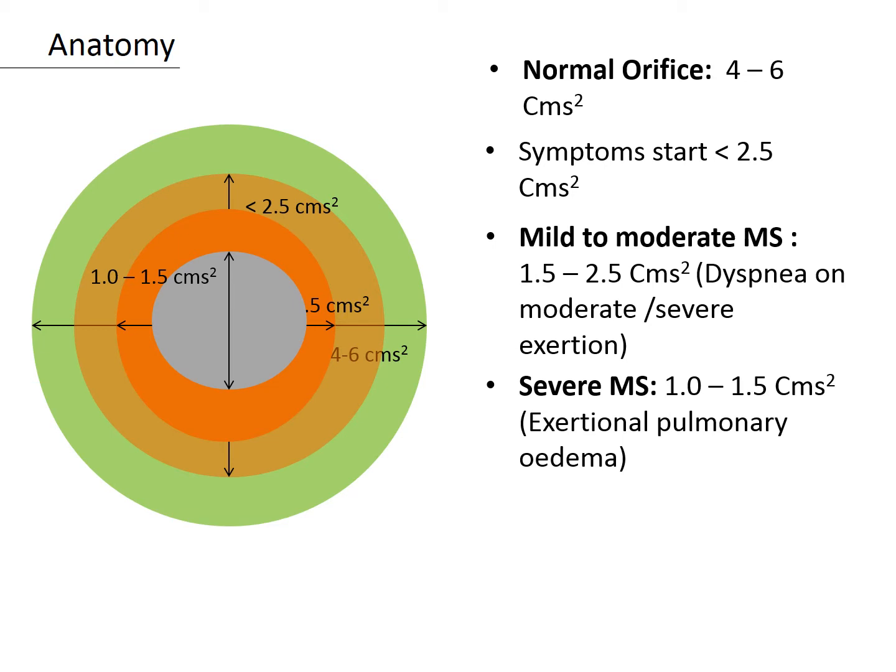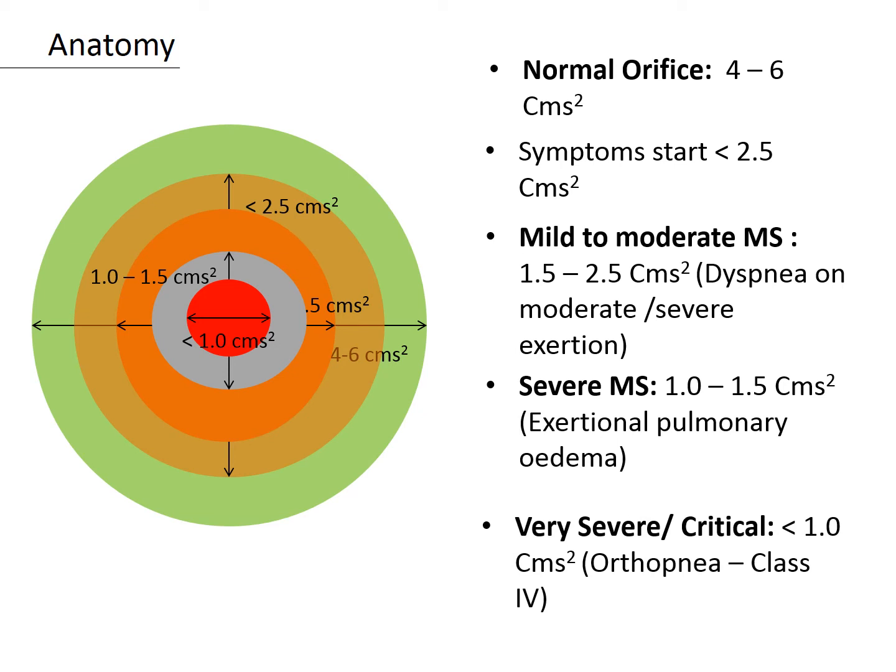A valve area between 1 and 1.5 centimeters squared is considered severe mitral stenosis. Patients with severe mitral stenosis may develop exertional pulmonary edema. A mitral valve area below 1 centimeter squared is considered very severe or critical mitral stenosis. These patients usually have dyspnea at rest, they are orthopneic, and they may develop paroxysmal nocturnal dyspnea, and so they are considered New York Heart Association dyspnea class 4.